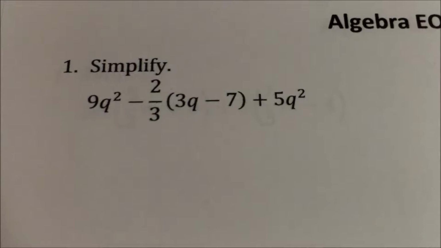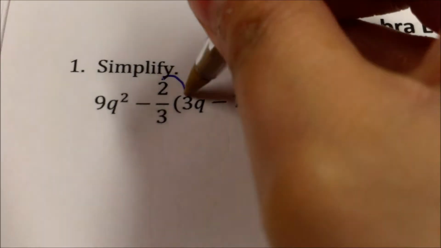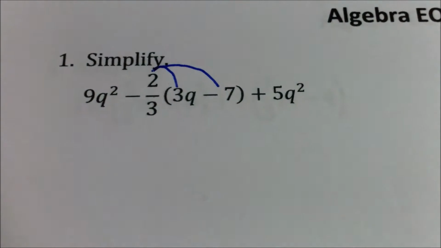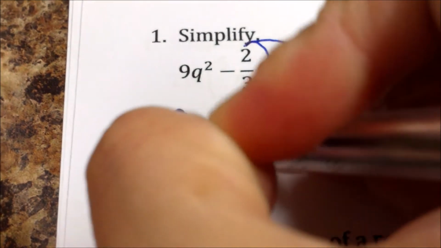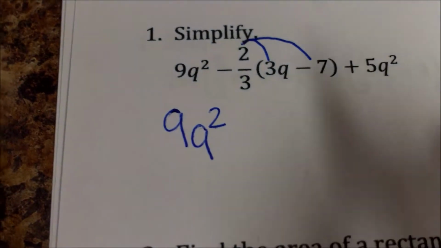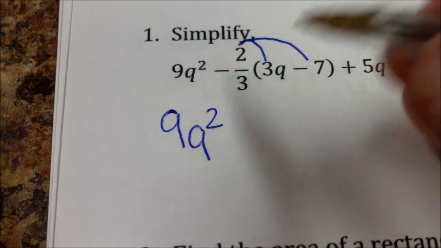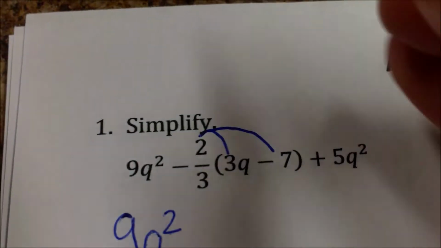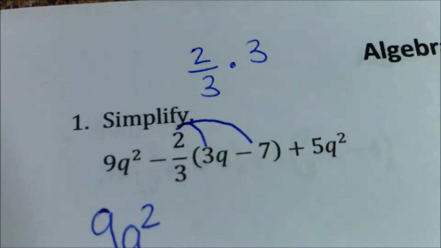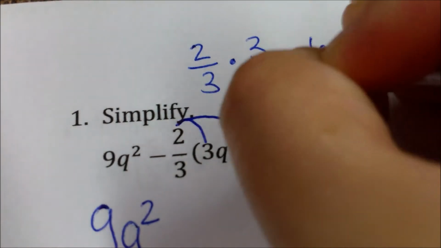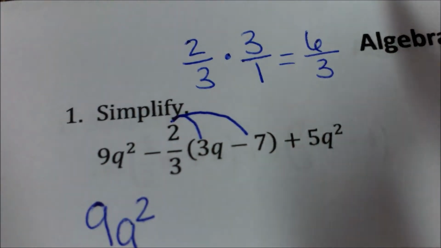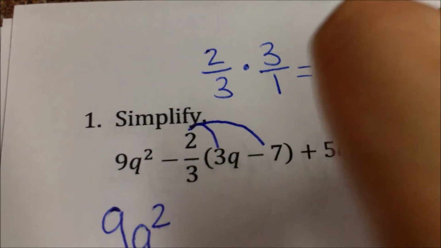So we are going to do the distributive property. We have a number in front of the parentheses. We're going to distribute it to each term inside the parentheses. So now the first term stays the same, 9q squared. Here we have 2/3 times 3. We're multiplying a fraction with a whole number. So I'm going to do the work up here so you can see what to do. So it's 2/3 times 3. We have to put this over 1 and we multiply across. 2 times 3 is 6. 3 times 1 is 3, and now 6 divided by 3 is 2.